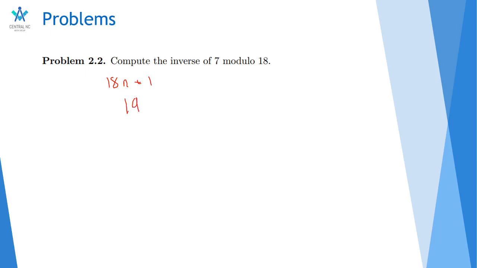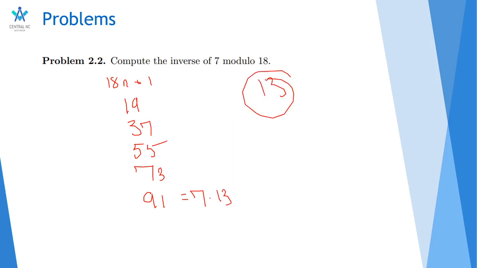N equals 2, this is 36 plus 1, 37, not divisible by 7. You can see you're just adding 18 on here continuously, so if you add 18, 55, not divisible by 7. If you add another 18, that would be 73, not divisible by 7. If you add another 18, you would get 91, which is divisible by 7. This is equal to 7 times 13. So the inverse of 7 modulo 18 is just 13.